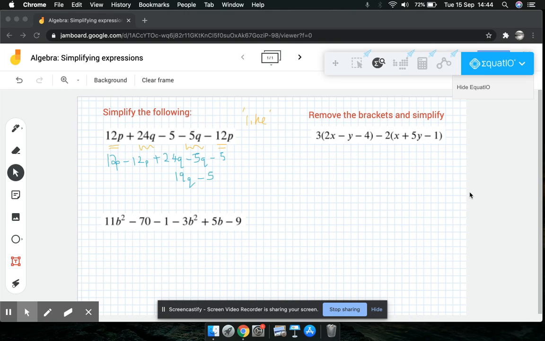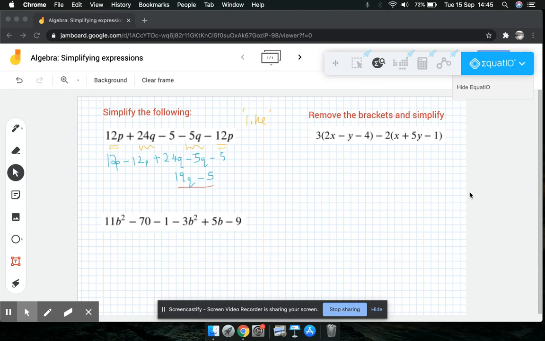Now, you can only add or subtract your like terms. So it's only possible to add or subtract the p's. So if we look at 12p minus 12p, that's just going to give you 0p, in other words, 0. 24q minus 5q, that's 19q, and minus 5 there. So therefore, your final answer for this question should be 19q minus 5.